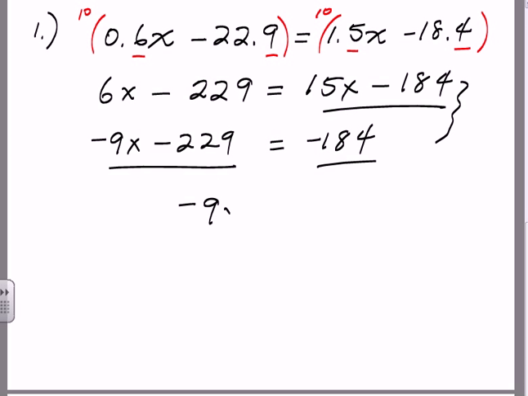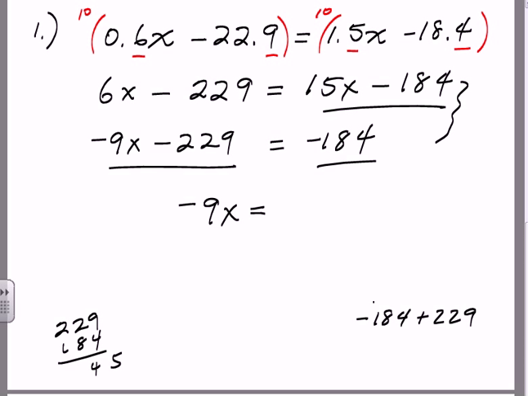We would get negative 9x equals, and I'm going to do this over on the side. Negative 184 plus 229. Do you remember how we do that? We're adding two numbers that have different signs. So the signs are different, so we find the difference. So I just go, okay, what is the difference between 229 and 184? And when I find that difference, I get 45.